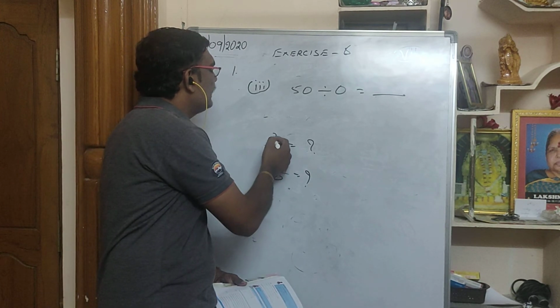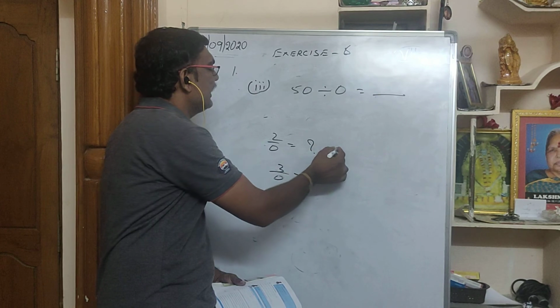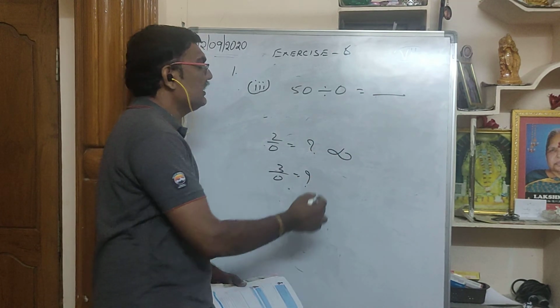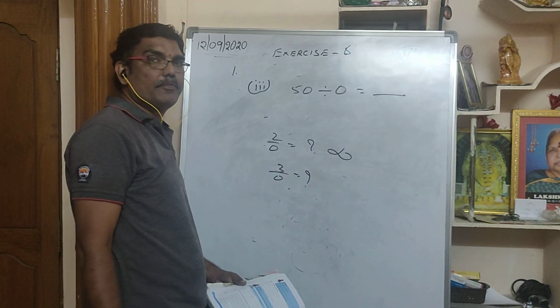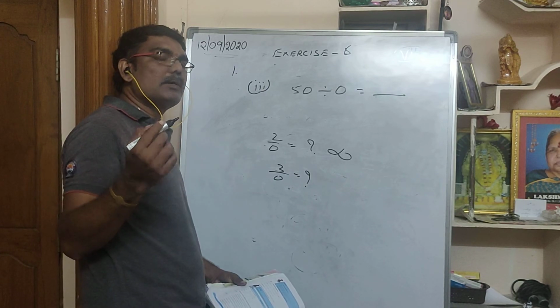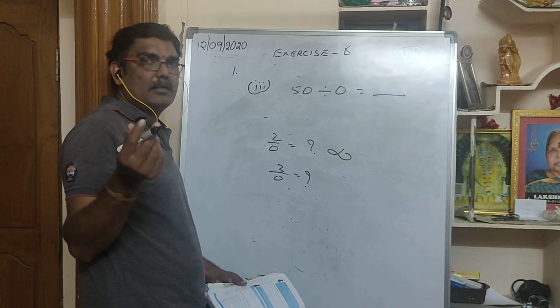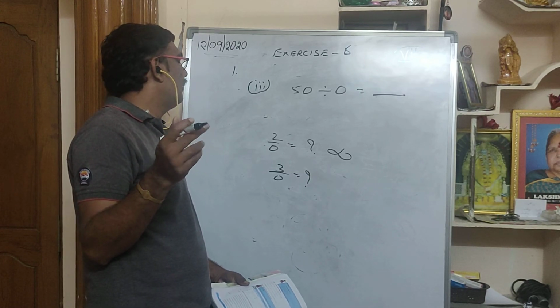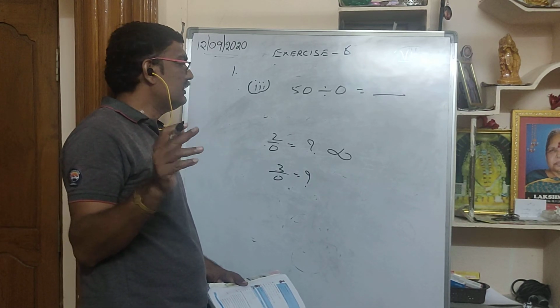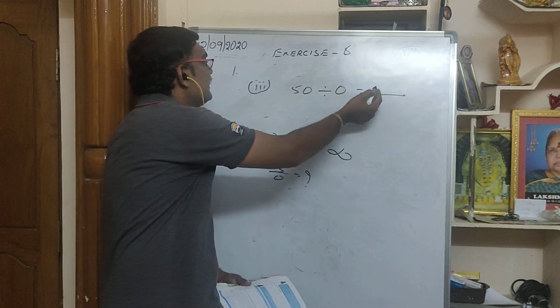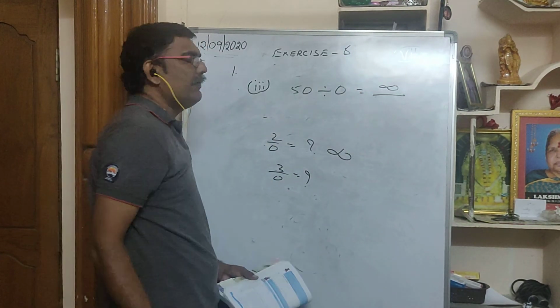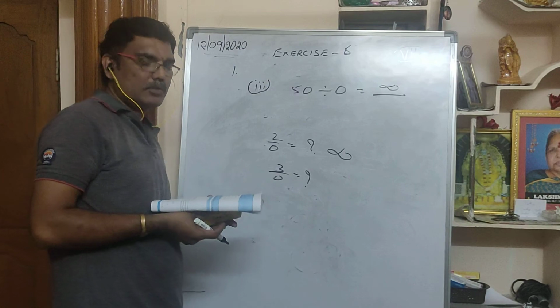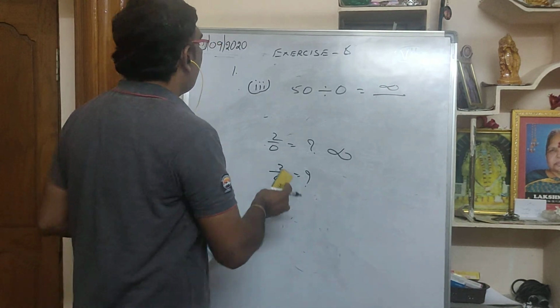No one can say the value of division with 0. So 2 by 0, if anyone wants to say, they will write infinity. Otherwise some teachers will say undefined, meaning we can't define. So there is no value when you are dividing with 0. So 50 divided by 0 is what here? Undefined, infinity, we can't say.